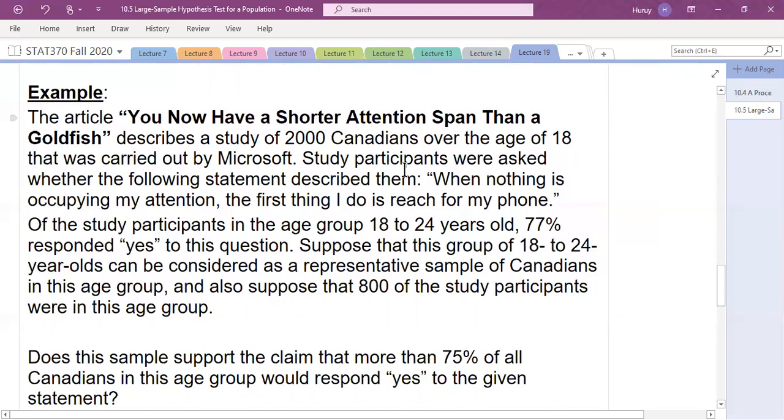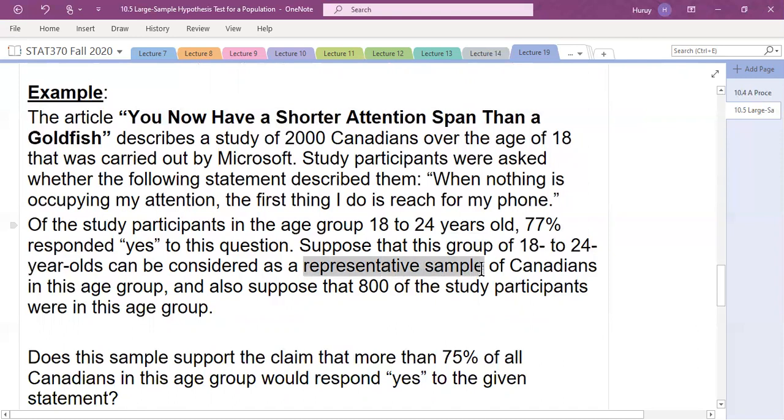So in a study, participants were asked whether the following statement described them: "When nothing is occupying my attention, the first thing I do is reach for my phone." And of the study participants in the age group of 18 to 24 years old, 77% responded yes to this question. Suppose that this group can be considered as a representative sample.